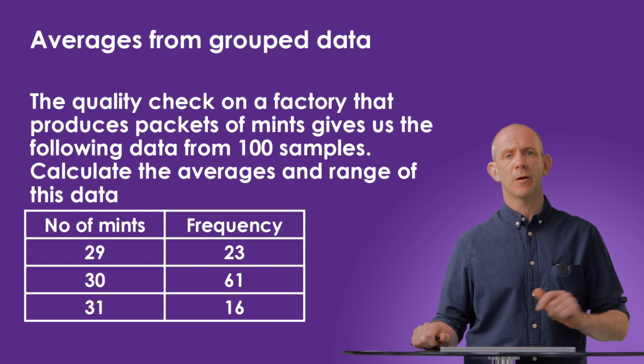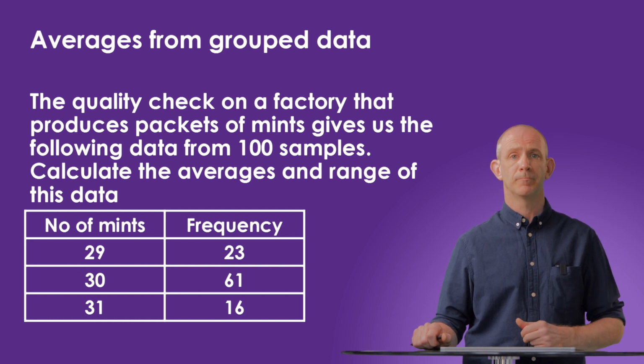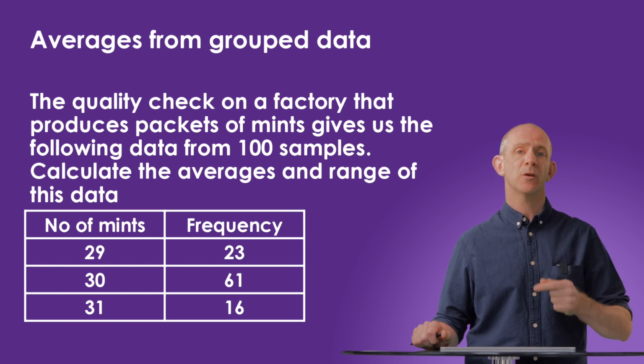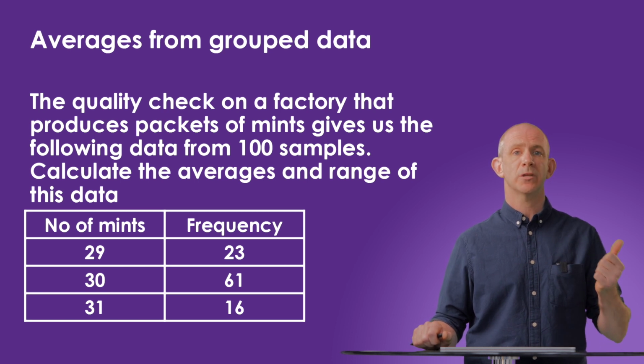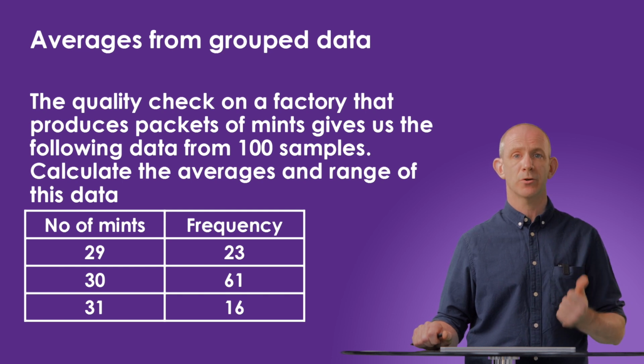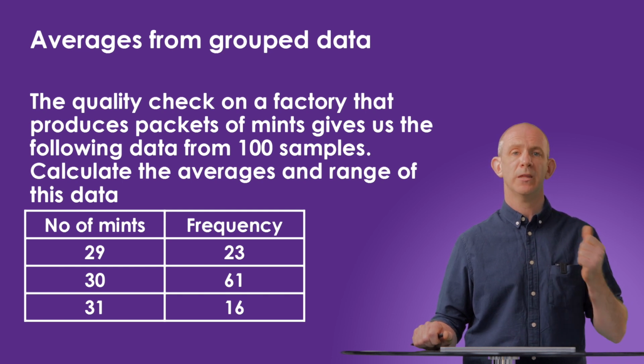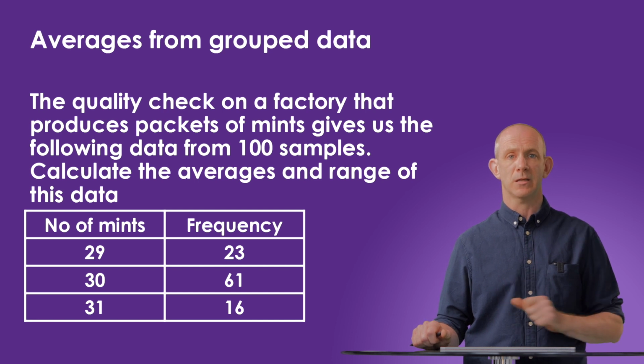In the column for the number of mints in each packet, we have 29, 30 or 31. Next, we have the frequency of those quantities. So the number of packets with 29 mints is 23, the number of packets with 30 mints in is 61, and the number of packets with 31 is 16.